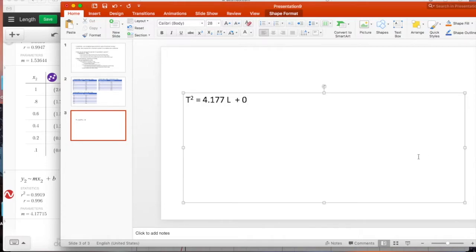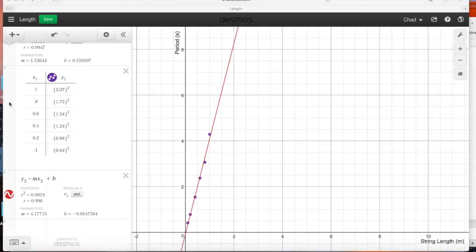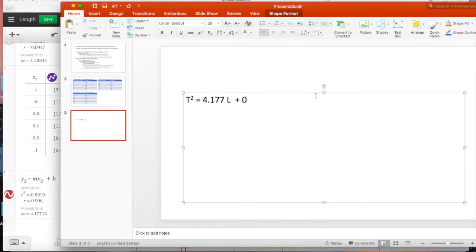Also, think about what that number would mean. That number would mean the period squared when the length is 0. When my x values, when my string length is 0, what is the period going to be? It's got to be 0. If you don't have any string, if your string length is 0, you're not going to have an oscillating pendulum. You're not going to have a pendulum system to analyze. So, of course, my y-intercept value should be 0.